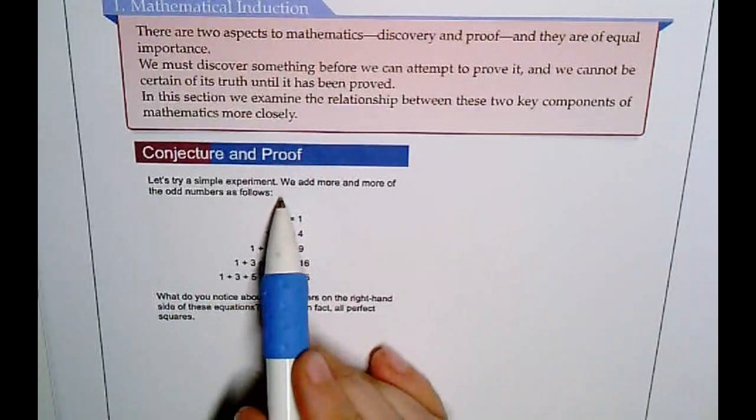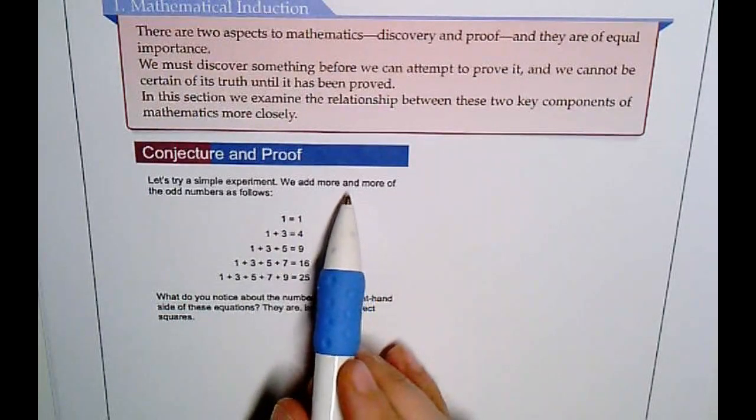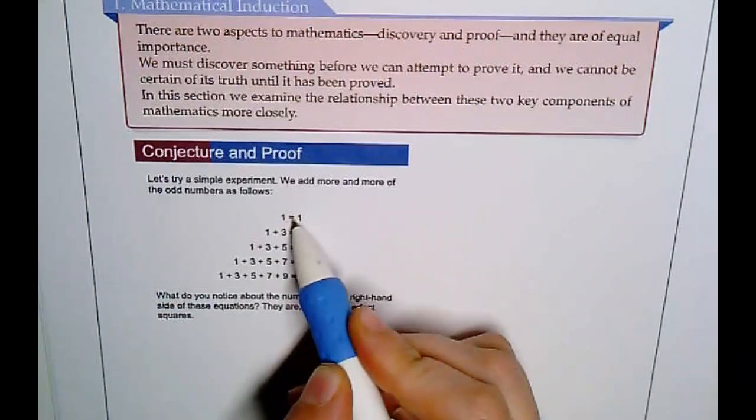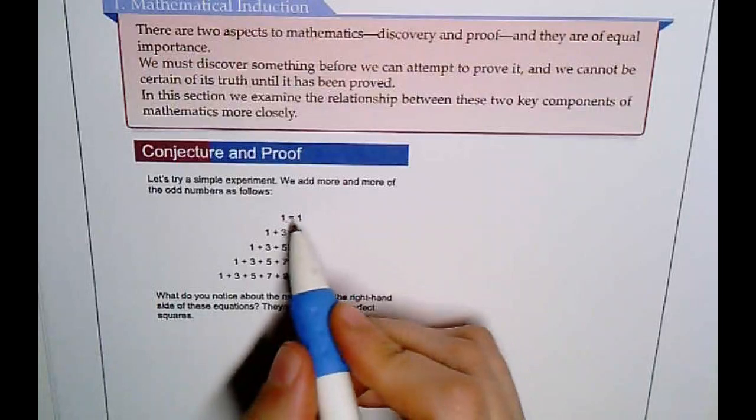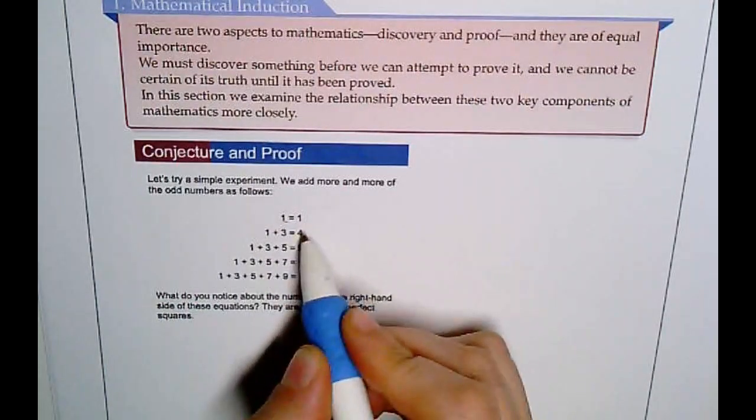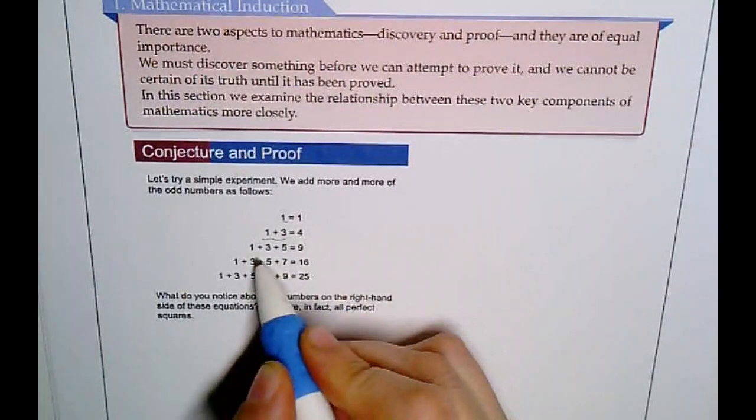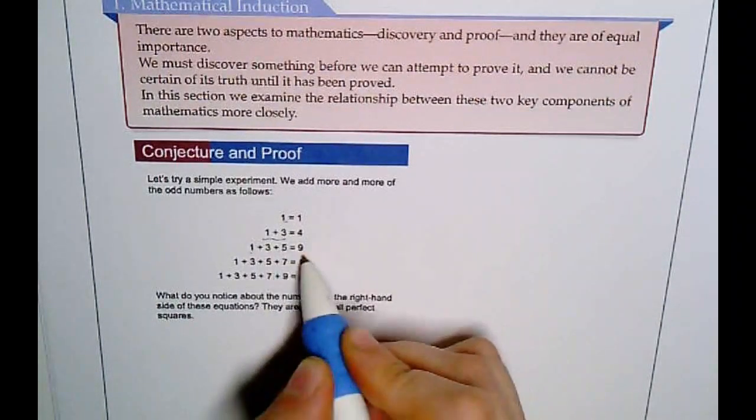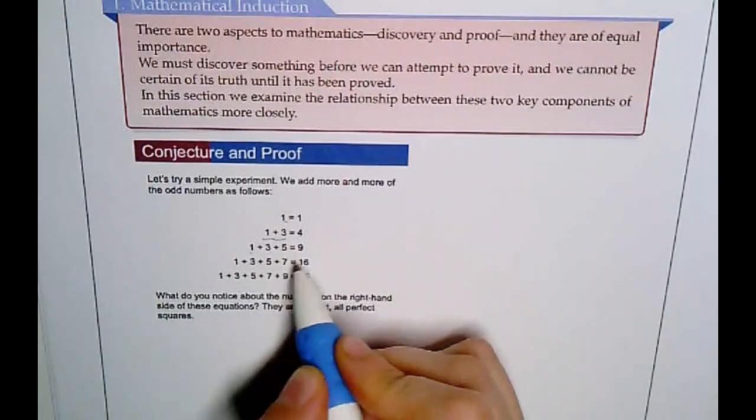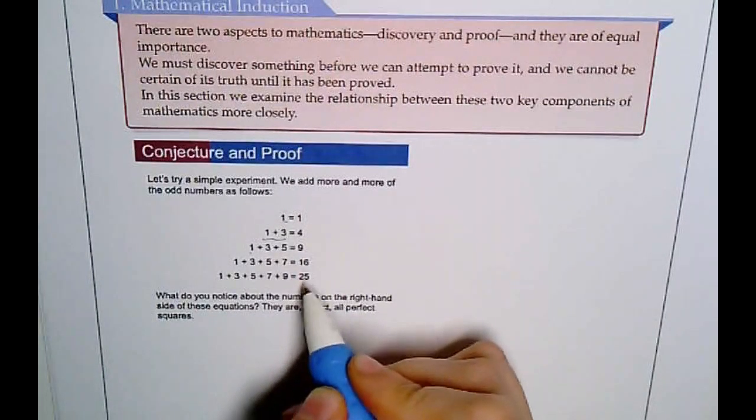So let's try a simple experiment. Let's see what happens if we add more and more of the odd numbers. The first odd number is 1, so if I just add the first one, it's just 1. If I add the first two odd numbers, I get 4. If I add the first 3 odd numbers, I get 9. If I add the first 4 odd numbers, I get 16. If I add the first 5 odd numbers, I get 25.